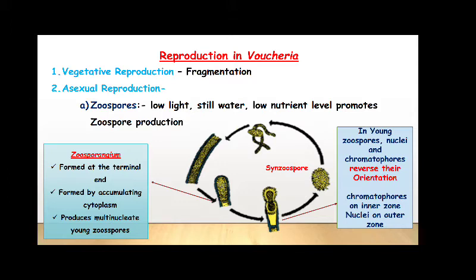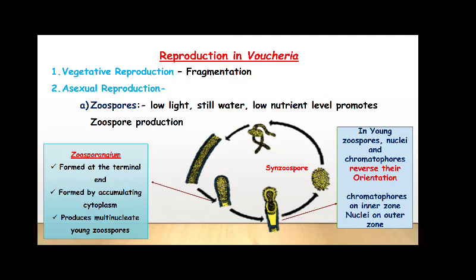This is the food material which we have already mentioned. It is oil and chrysolaminarin, but in Vaucheria it shows a peculiar nature. When it remains exposed under continuous illumination, the assimilatory product is converted into starch instead of oil.